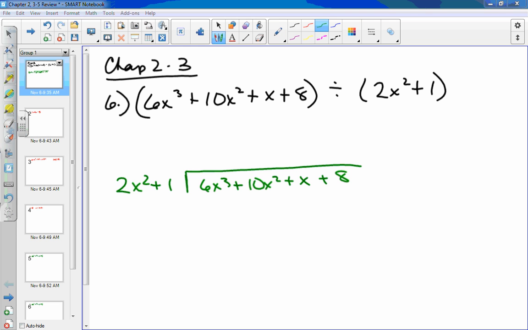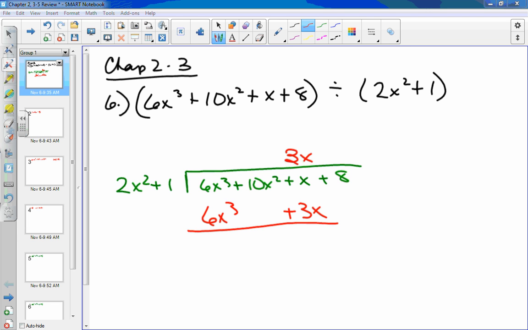Okay, now, what do I multiply 2x squared by to get 6x cubed? Notice I'm not missing any powers, so I don't have to put any zeros in there, okay? I'm going to multiply this by 3x, so I'm going to put this over the 3x position. Remember that? Okay, multiply on the diagonal. 3x times 2x squared gives me 6x cubed. 3x times 1 gives me plus 3x, lining it up underneath of its like term.